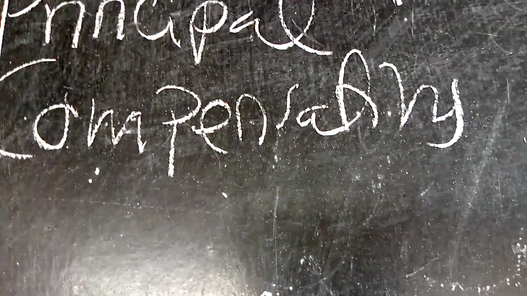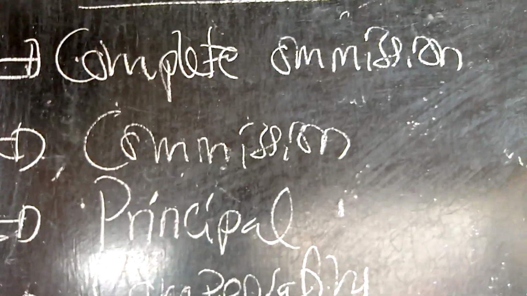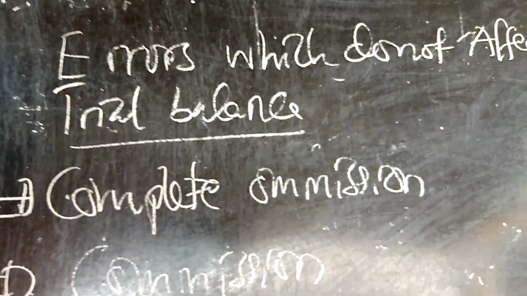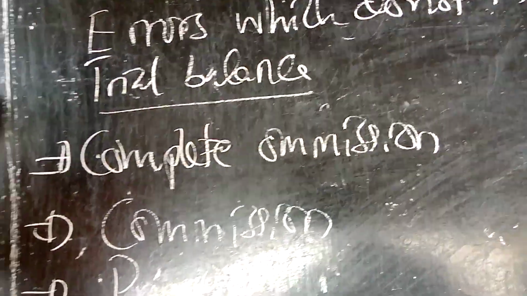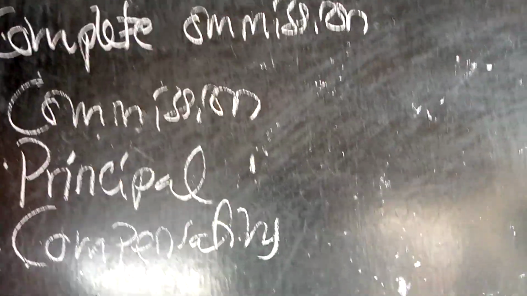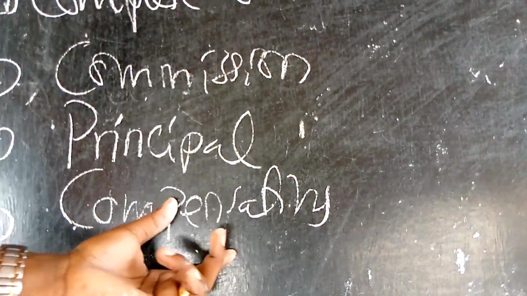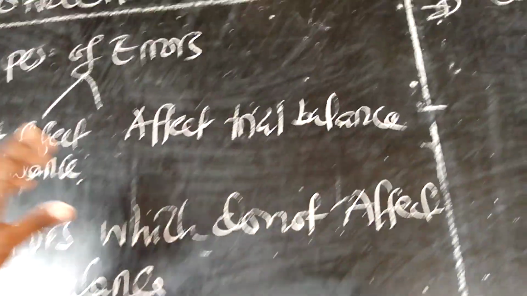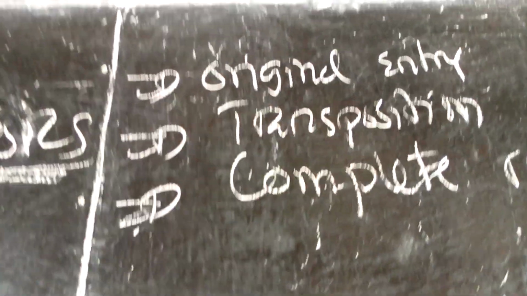And we have compensating error, which tends to cancel each other. Let's say you have over added the sales, which is an income, and again you have added the same amount on the salary. So when you check this error, it will cancel out because the expenses were over added with the same amount as the income which was over added.